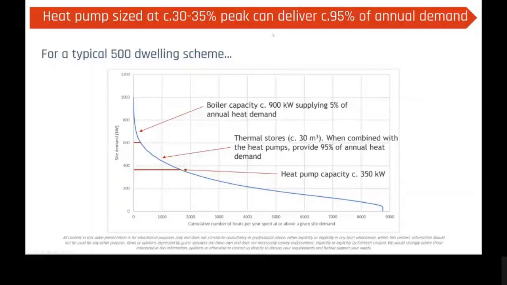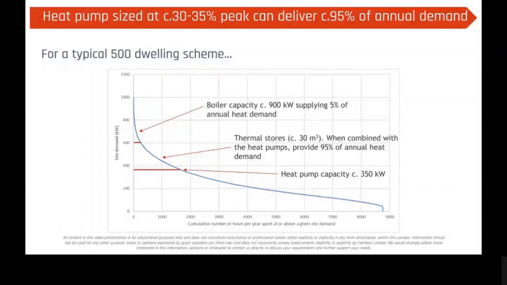I can push that even further, particularly if we want to really push the boundaries of asking the heat pump to do 95% of my annual heat. But I only need to increase my heat pump capacity from 225 kilowatts to 350 kilowatts in this example. So it's 35% of peak demand, but it's doing 95% of my annual heat. Now I can get it to do an extra 5%, to do 100% of my annual heat. But in order to do that, I'm pretty much going to have to go from 350 kilowatts of heat pump up to 1.2 megawatts of heat pump.